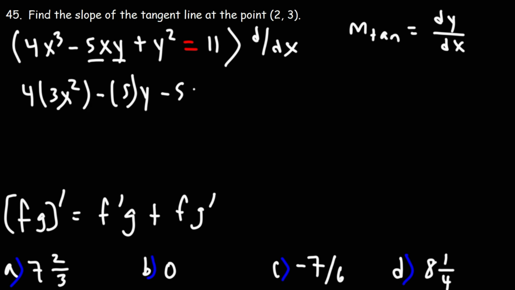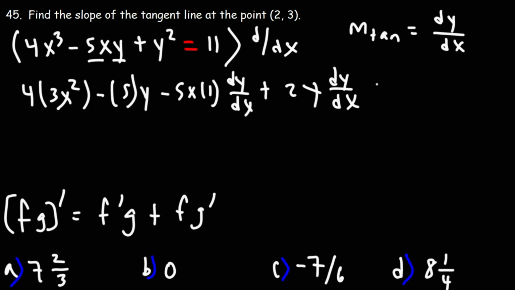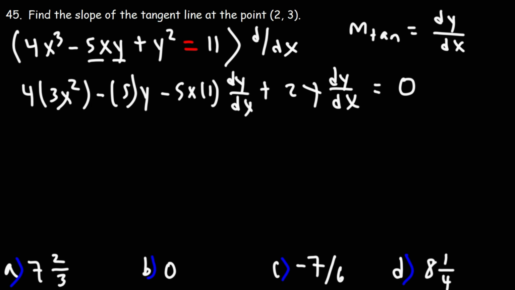We have f, which is 5x, and then the derivative of y with respect to x is 1 times dy/dx. Now, the derivative of y squared is 2y times dy/dx, and the derivative of the constant 11 is 0. Now, for this problem, we could solve for dy/dx and then plug in the point (2, 3), or we could plug it in right now, and we could still get the right answer. For this problem, let's go ahead and plug it in right now.